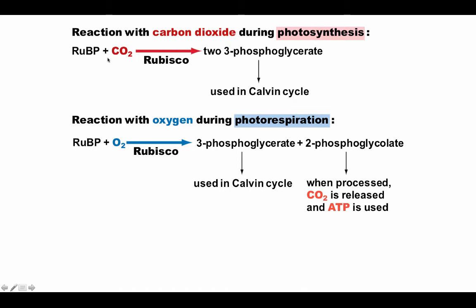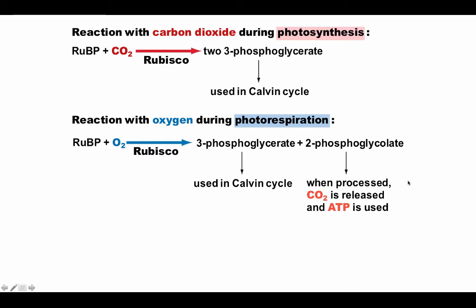So here's a summary of what happens when there's a reaction with carbon dioxide during photosynthesis. Usually RuBP combines with carbon dioxide using rubisco to ultimately form 2 3-phosphoglycerates, which are going to be used in the Calvin cycle. But when RuBP is connected to oxygen instead of carbon dioxide using rubisco, we get a completely different sugar that's also used in the Calvin cycle, but when it's processed, carbon dioxide is released and ATP is used. Okay, so we are using oxygen, we're using that organic molecule, releasing CO2, but we're using up ATP instead of producing it. So this is a very bad thing for the plant.